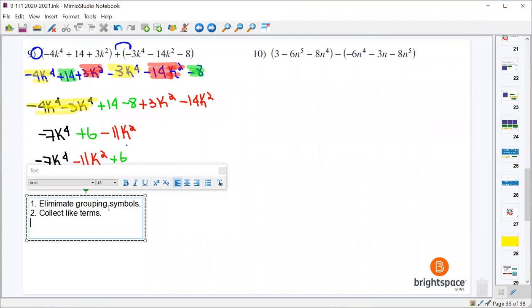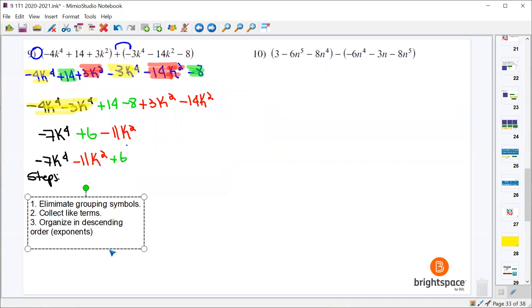Number 3. We colored, we collect like terms, and finally we organize in descending order. We're talking about exponents here. Okay, guys? Understood? Yes, teacher.